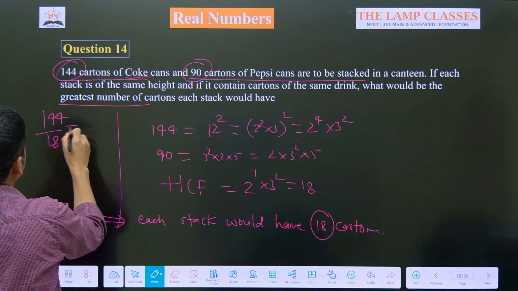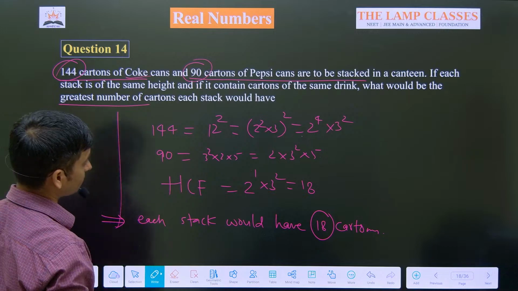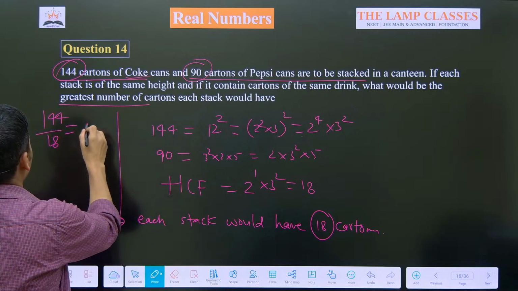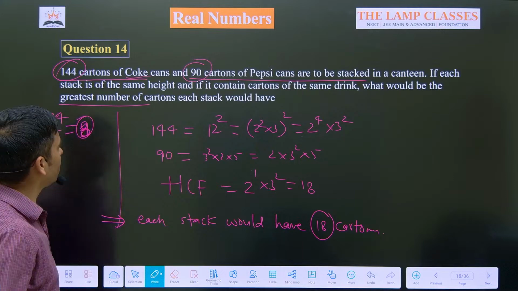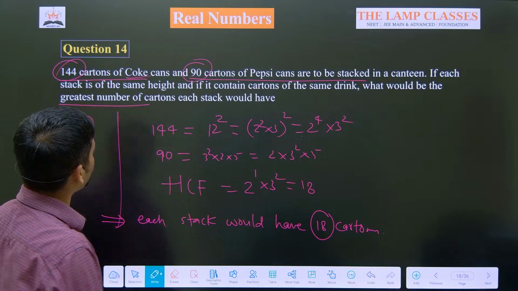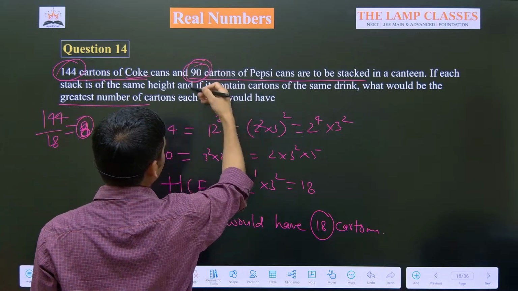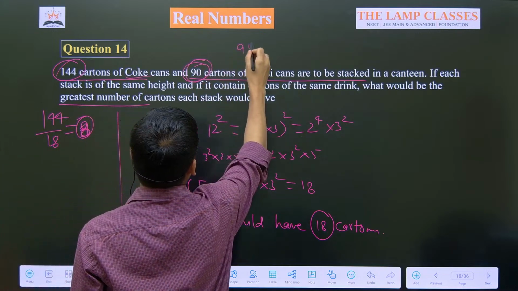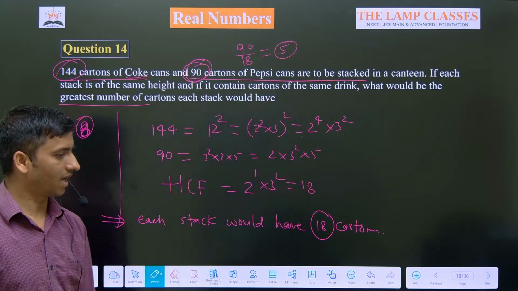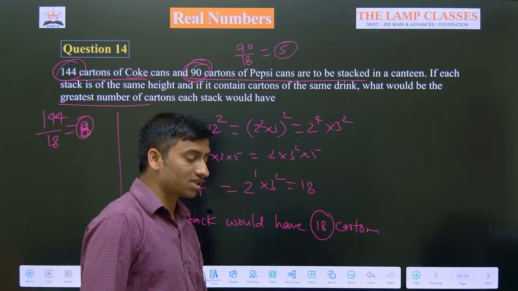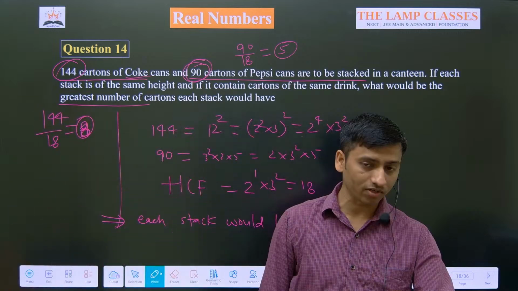Are you getting? And that is 8, right? So there will be 8 stacks of Coke cartons, and if you have to find how many stacks will be there of Pepsi cans, then it has to be 90 upon 18, which is 5. So there will be 5 stacks of Pepsi cans. So if they wanted to ask the same question for 3 marks, they would have added those 2 points.